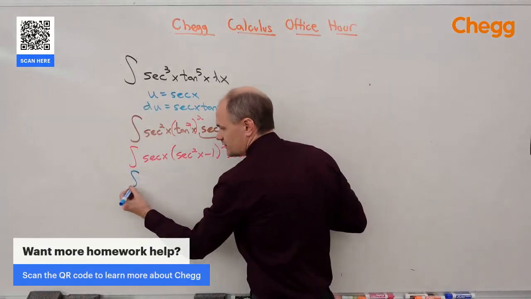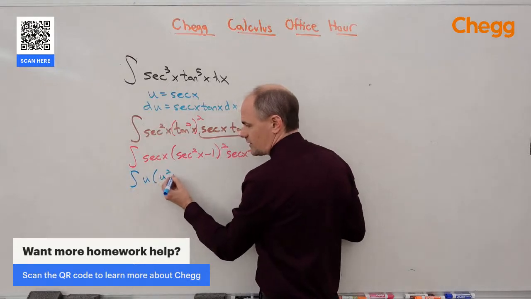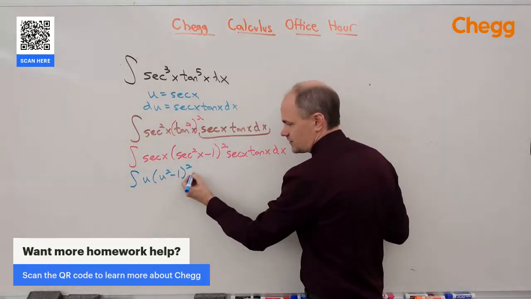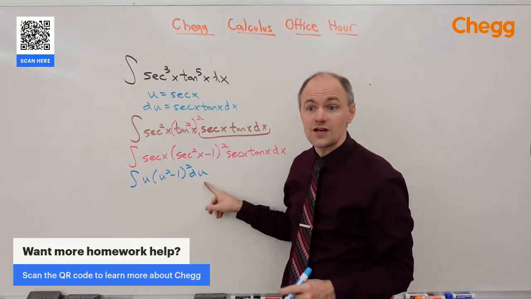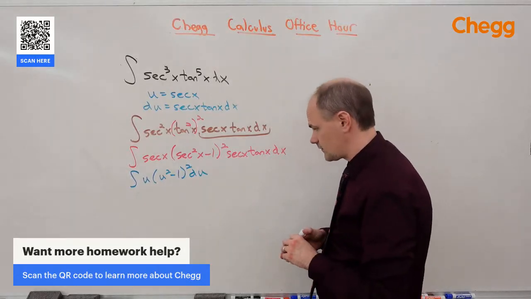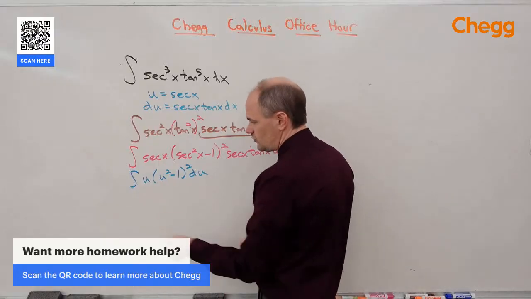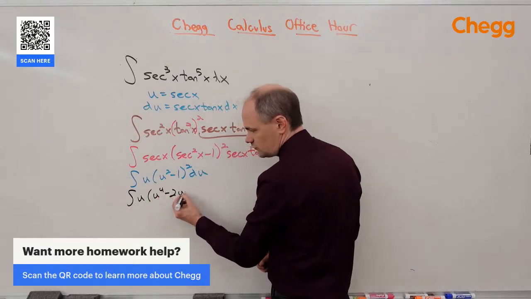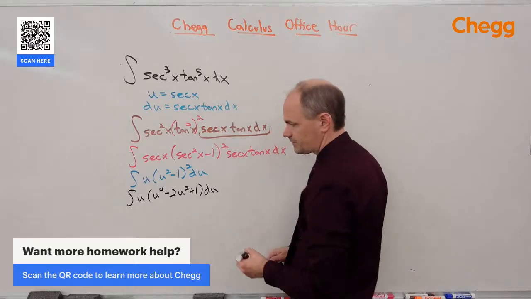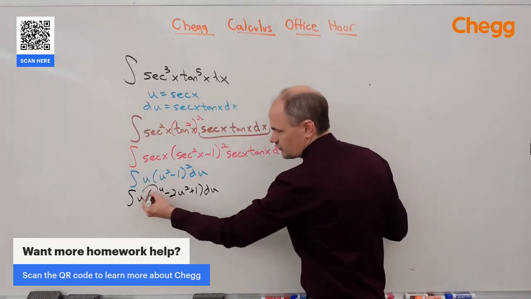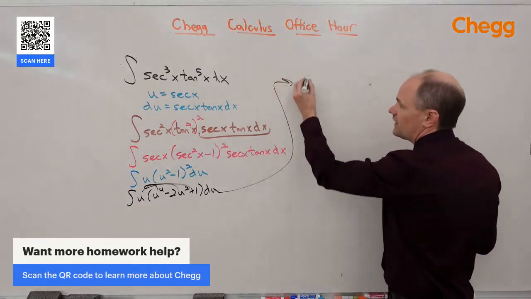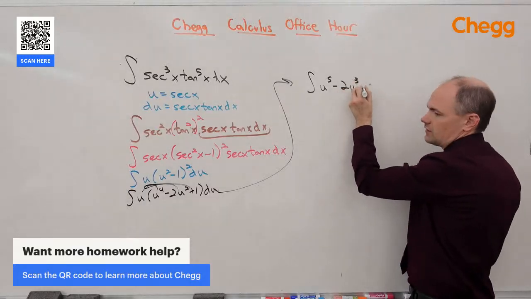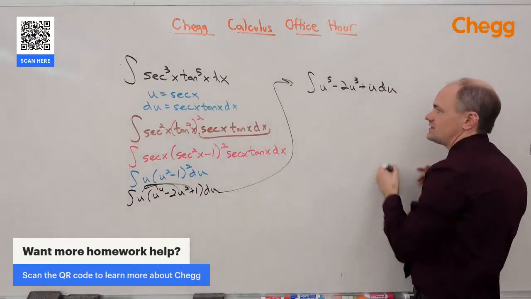So now we've got the integral of secant becomes u, secant squared minus 1 becomes u squared minus 1 squared, and secant tangent becomes our du, and this integral is going to be much easier to handle. First thing I'm going to want to do with it is do the exponents, order of operations. I can square it. Becomes u to the fourth minus 2u squared plus 1 du. Then I'm going to distribute that u through. When I do, I get the integral of u to the fifth minus 2u cubed plus 1u du.